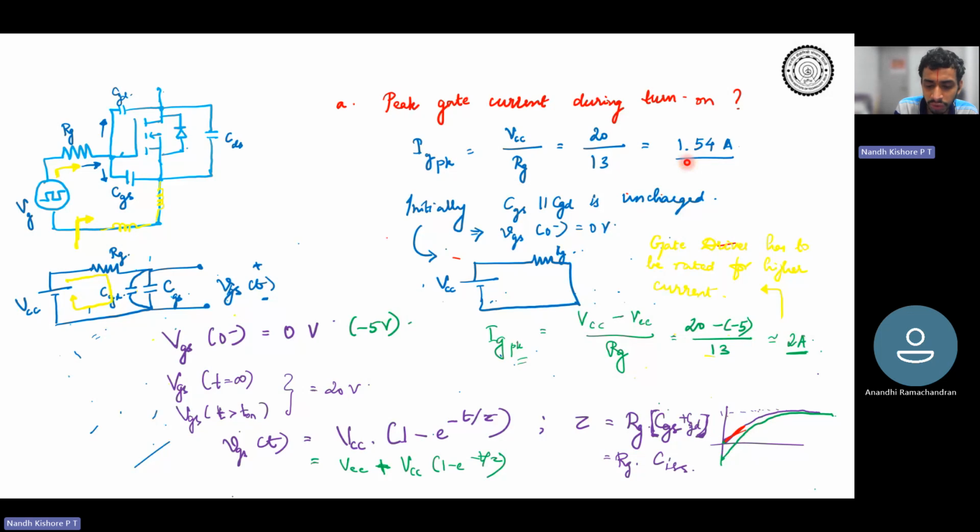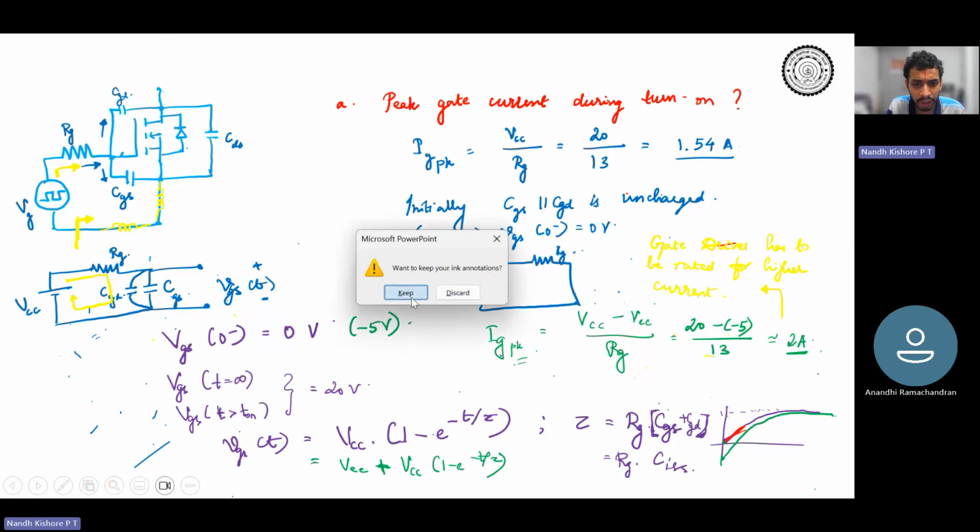So till this point, is it fine? Like how the peak gate current was computed, just an RC circuit. Any doubt? Is it fine? Okay.